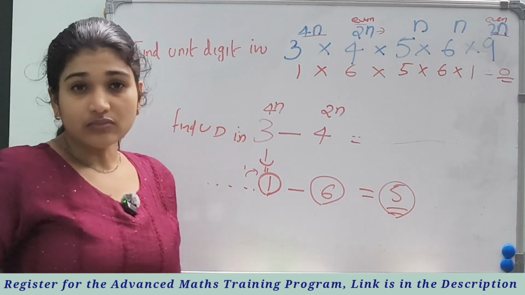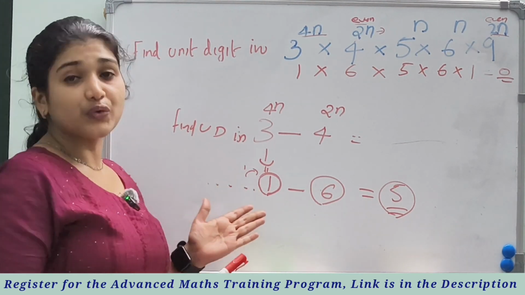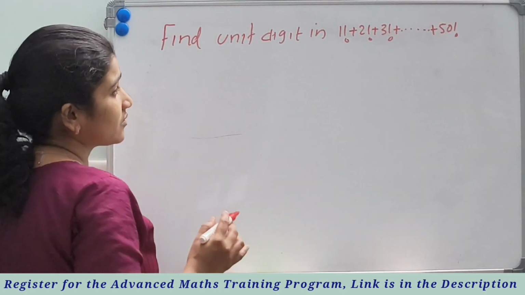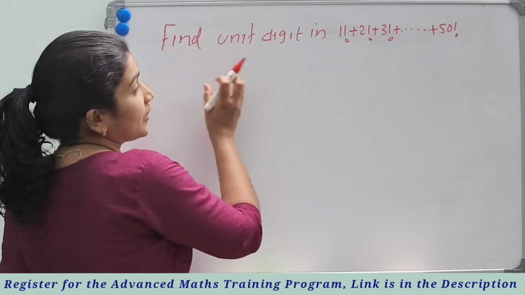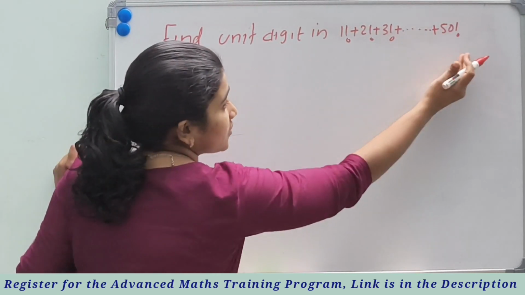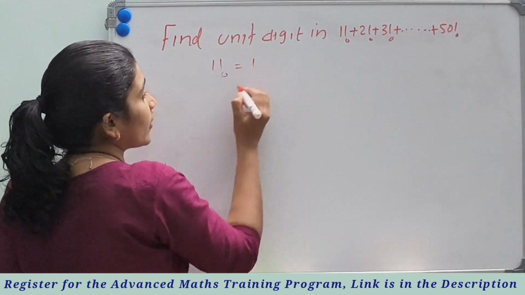Watch this full video, then you will be able to solve any question regarding unit digit. Now we have one important question. This is quite tricky. Find the unit digit in 1 factorial plus 2 factorial plus 3 factorial plus etc. up to 50 factorial. Here 1 factorial is 1.